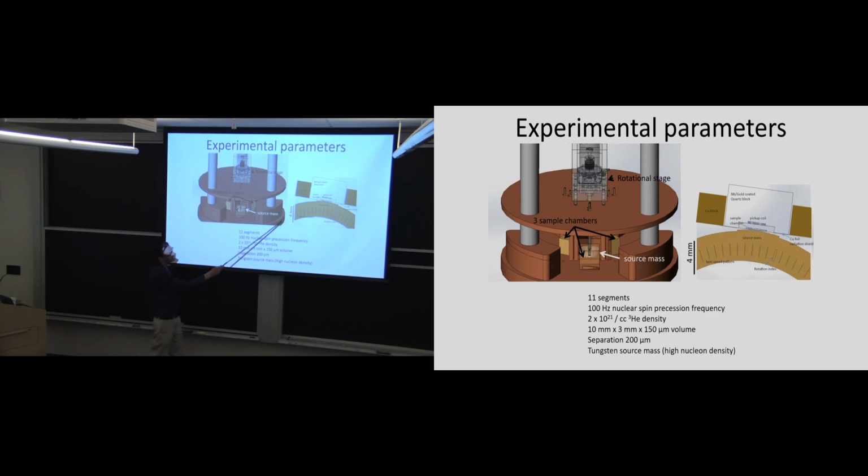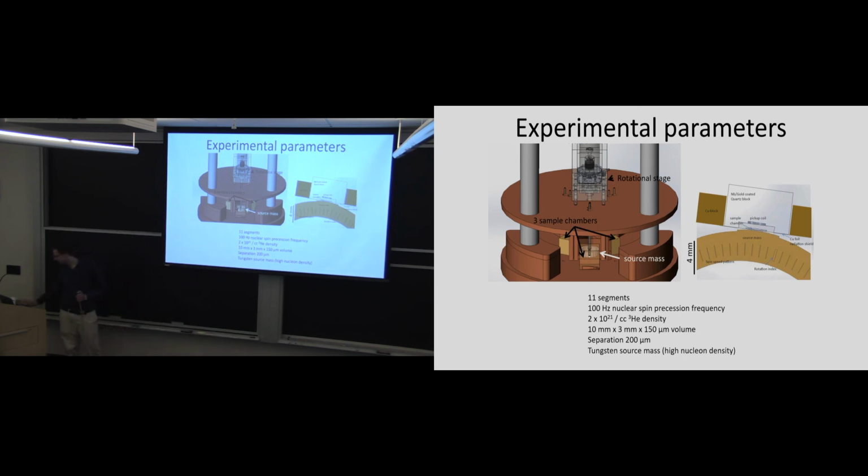So we have 11 segments in this wheel, and our target frequency for the nuclear spin is 100 hertz. So that means we're actually physically spinning the wheel at only about 9 hertz to decouple things like mechanical vibration. Our helium density is of order 10^21 per cubic centimeter. The volume of the sample is about 1 centimeter by a few millimeters by 150 microns, with an average separation of a couple hundred microns.